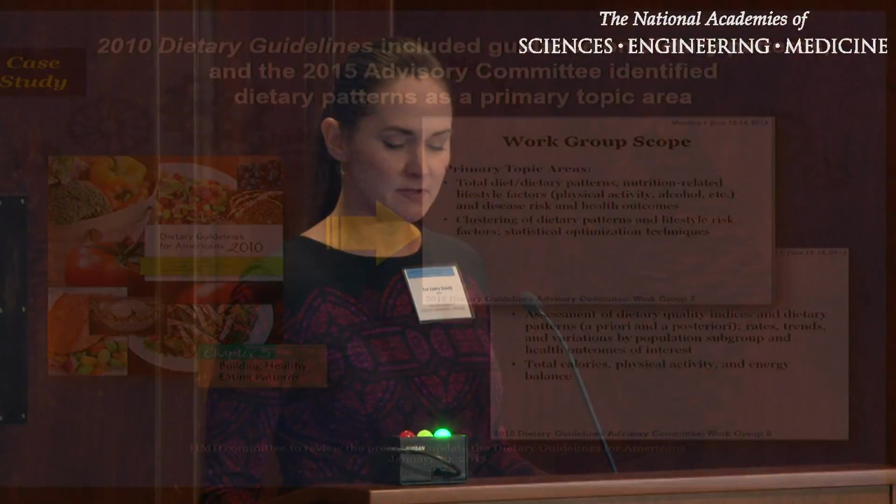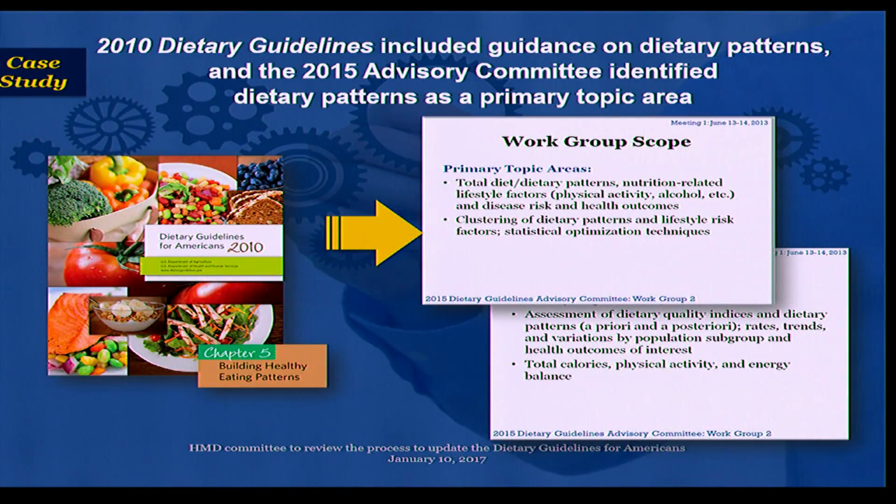For the next several slides, I'll walk through the specific case study of dietary patterns with the 2015 Advisory Committee. As Dr. Millen noted, they started by looking at the 2010 Dietary Guidelines and the associated 2010 Dietary Guidelines Advisory Committee report. Dietary patterns was a main feature of the 2010 Dietary Guidelines. Building healthy eating patterns was one of the 5 main content chapters of that edition, and the 2010 Advisory Committee addressed questions related to this topic. The advisory committee determined early on that this is an area where the research continues to grow and evolve, and there's new research, so they determined that this was a topic they were going to address. In fact, during the public meeting, they identified dietary patterns as one of their primary topic areas.